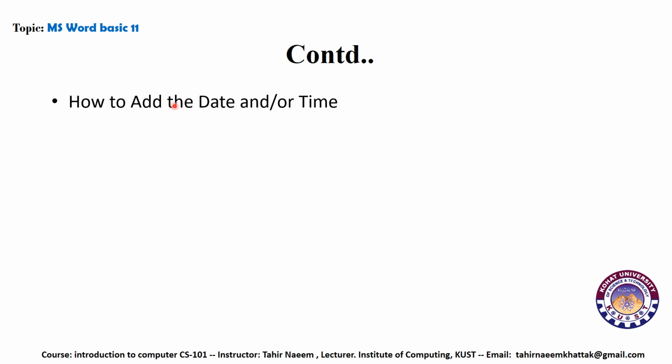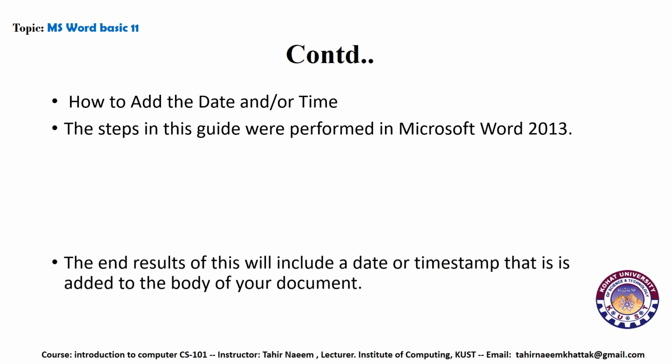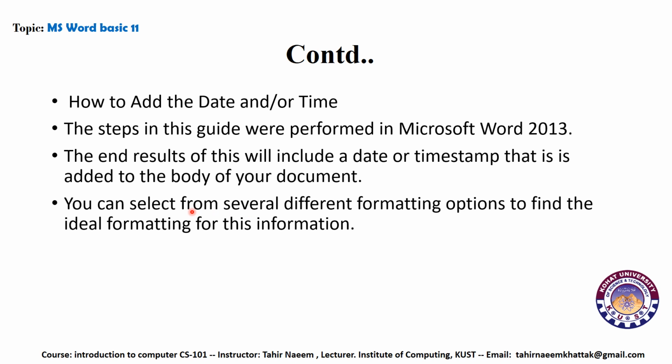So here we will discuss how we can add the date or time. The steps in this guide were performed in MS Word 2013. The end result will include a date and timestamp added to the body of the document. We can select from several different formatting options to find the ideal formatting for this information. As you know, a date or time can be written in different forms, and we can select any form according to the requirement of the organization.